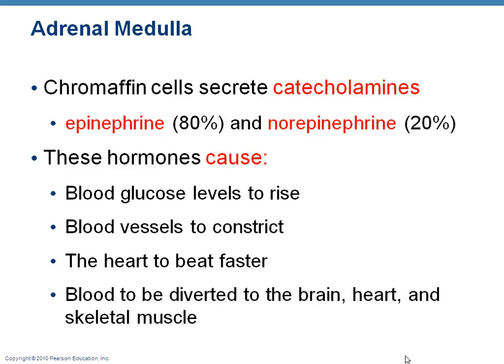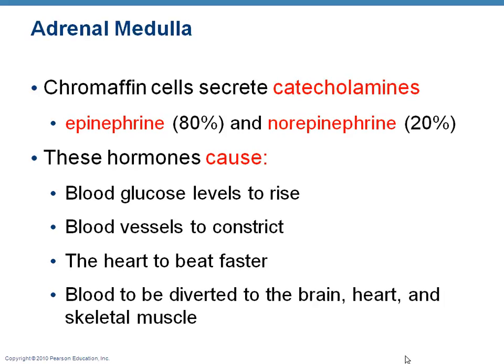What do these hormones do? You could think of these as adrenaline, right? So they're going to cause blood glucose levels to rise. They're going to cause blood vessels to constrict, increase blood pressure, right? They're going to cause your heart to beat faster. And they're going to cause blood to be diverted to your major organs for fight or flight, sympathetic, right? So to your brain, your heart, and your skeletal muscles.